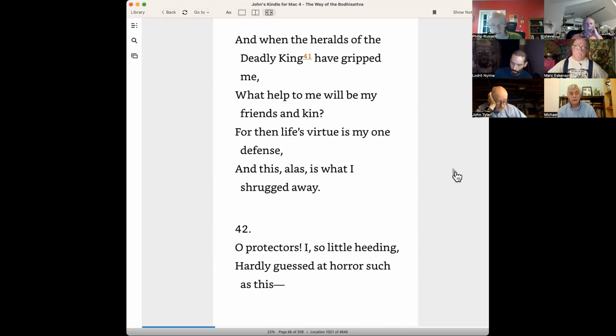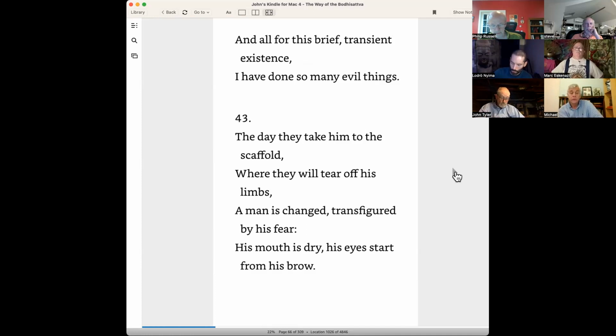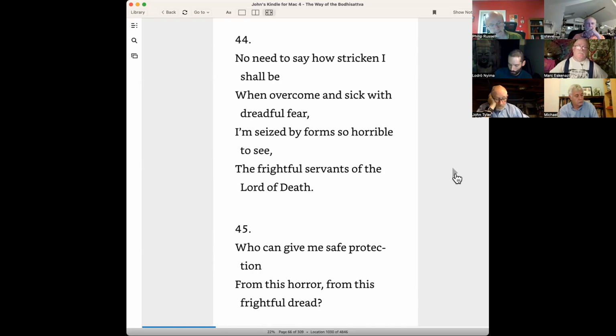O protectors, I, so little heeding, hardly guessed at horror such as this. And all for this brief, transient existence, I have done so many evil things. The day they take him to the scaffold, where they will tear off his limbs, a man is changed, transfigured by his fear. His mouth is dry, his eyes start from his brow. No need to say how stricken I shall be when overcome and sick with dreadful fear.